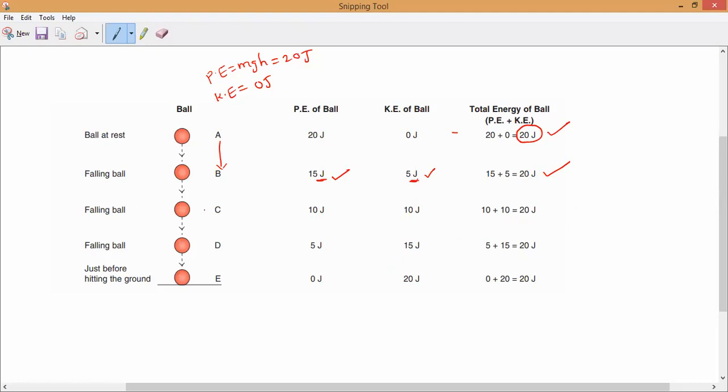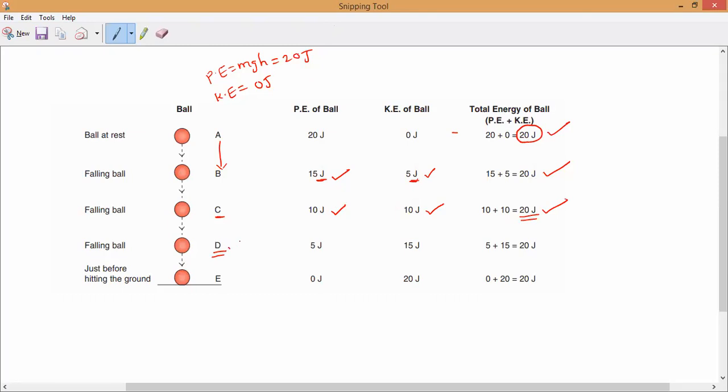Next, the ball reaches the falling point C, the middle of the journey, almost half. What is the potential energy by that time? Potential energy is 10 joules, and kinetic energy is also 10 joules. Understand? If you sum these two energies, it remains 20 joules, constant.